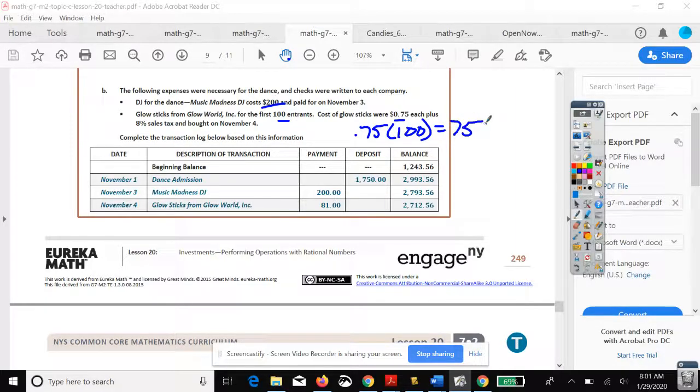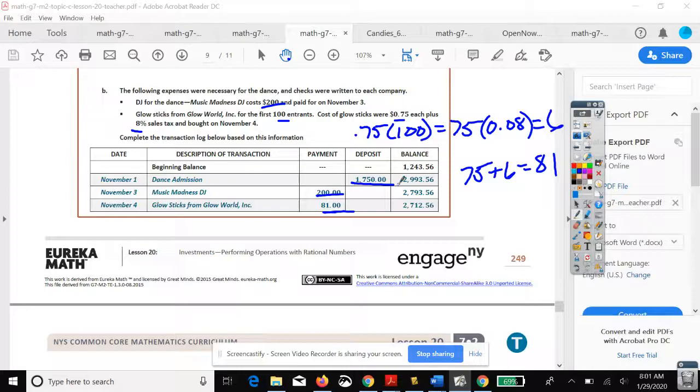And then there was 8% sales tax. So we're going to multiply by 0.08, which is, I'm going to assume $6 because 75 plus 6 equals $81. And that's what they have here. So it was $200 for the DJ, $81 for sticks. We made $1,750.